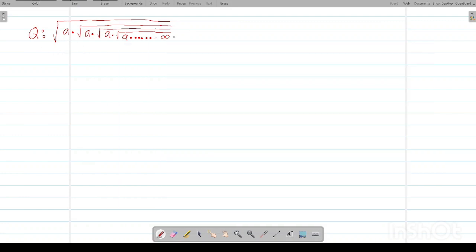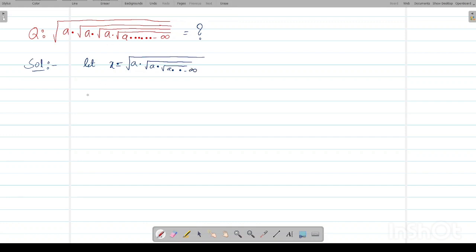I want to know what is the value of this surd. It is square root of a into square root of a into square root of a, up to infinity, it is extended. I want to know this value. In general, if you see any textbook, they will give the solution like this. They will assume x as square root of a into square root of a into square root of a, and so on, infinite.